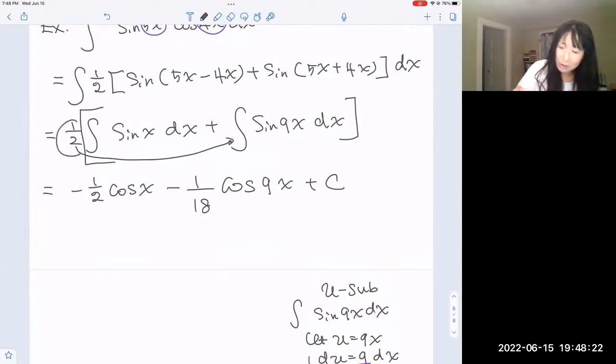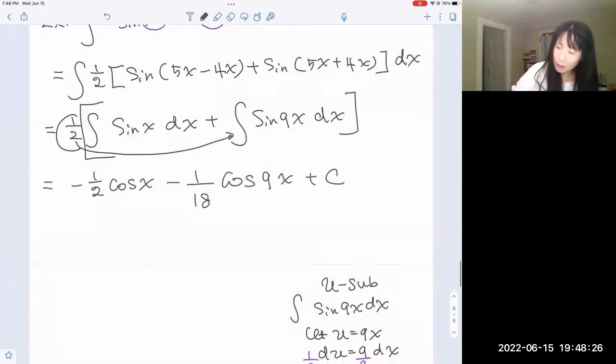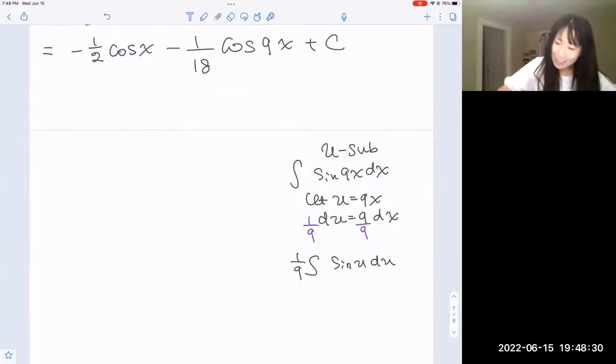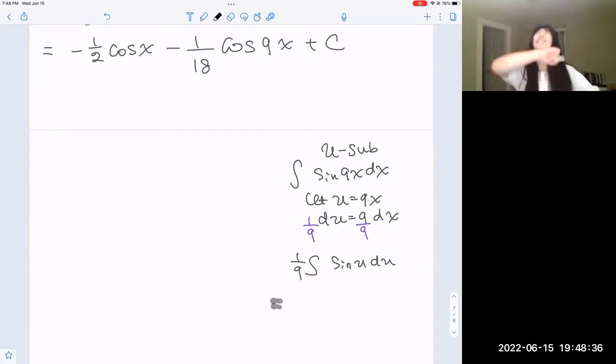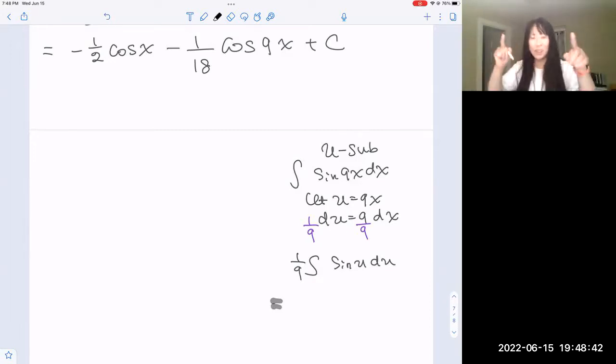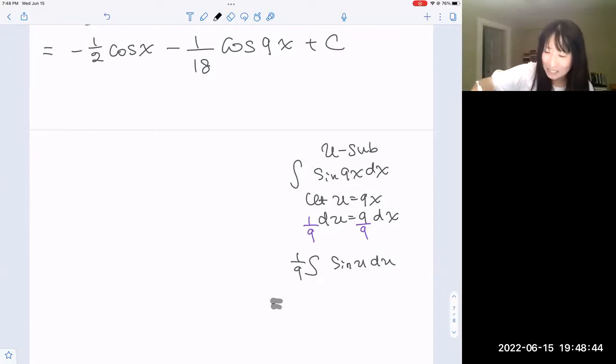And why negative? I'm sorry, why negative? Because we have, okay, back to this one then. Antiderivative of... you guys make me crazy. Hold on one second, let me clarify this one.